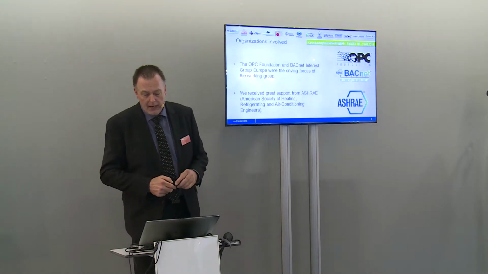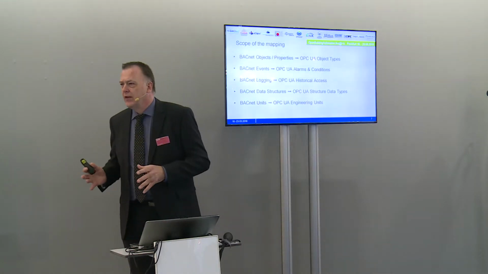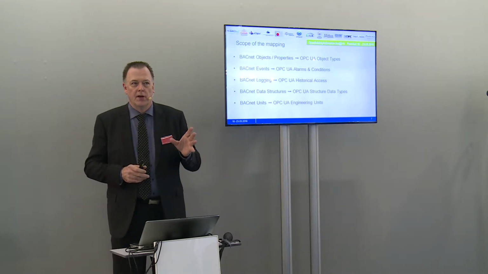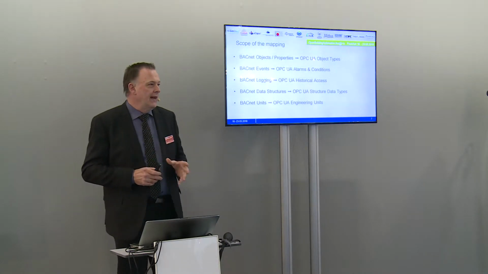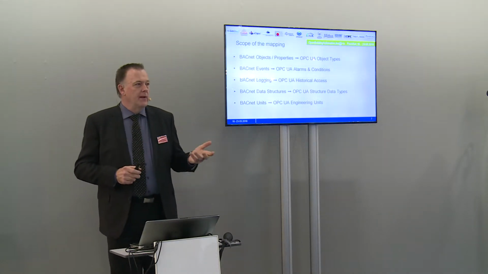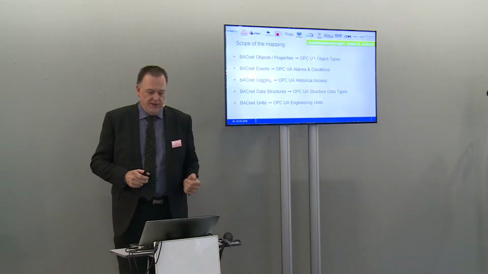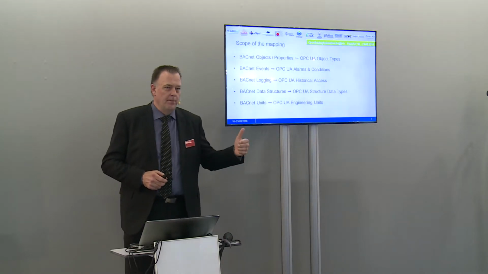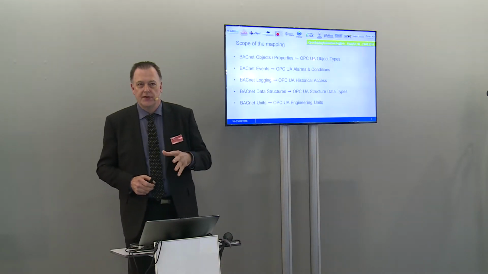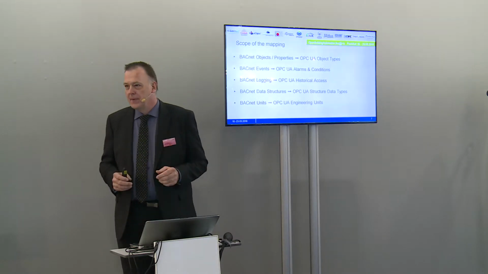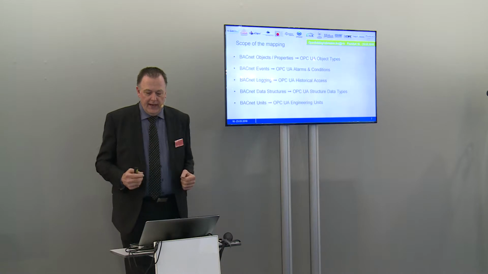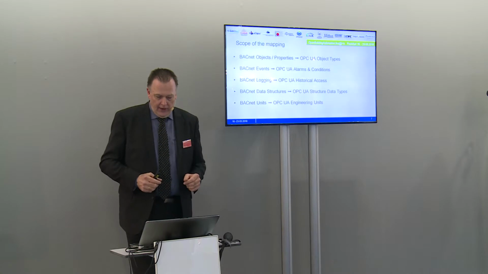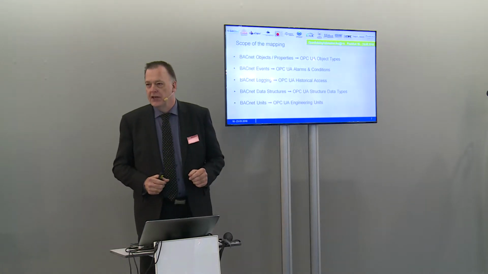Now to become a little bit more technical, what's behind this mapping model? The scope is that we model the BACnet objects into OPC UA data structures. We model the events from BACnet into OPC alarms and conditions. The logging function, so trend logging from BACnet into OPC, is modeled into the historical access specifications of OPC UA. Last but not least, all the data structures, the binary encoding of BACnet, were brought to OPC as well, and the engineering units were modified.